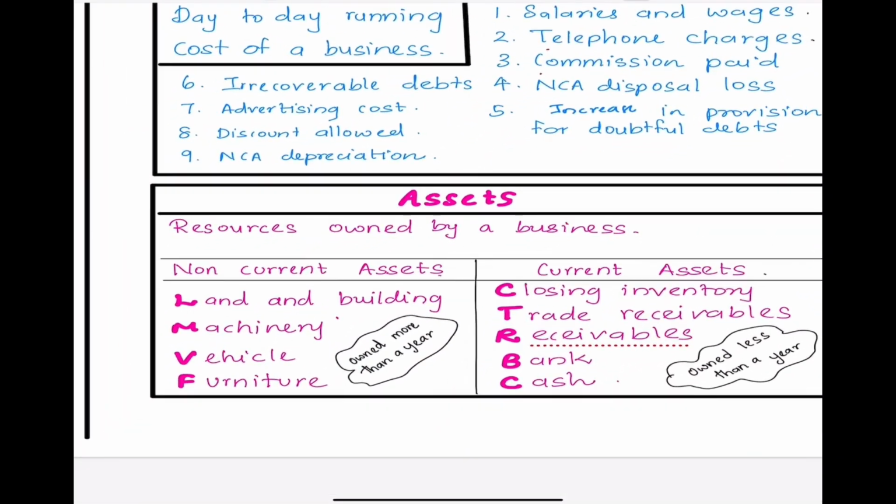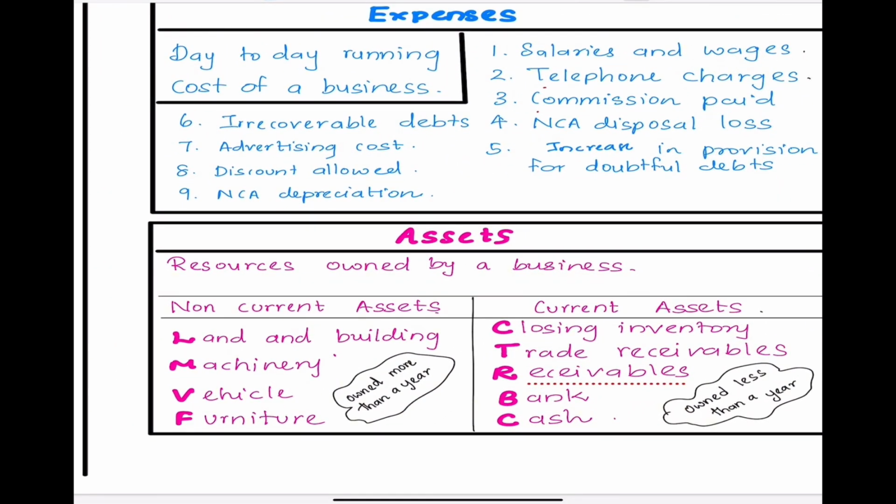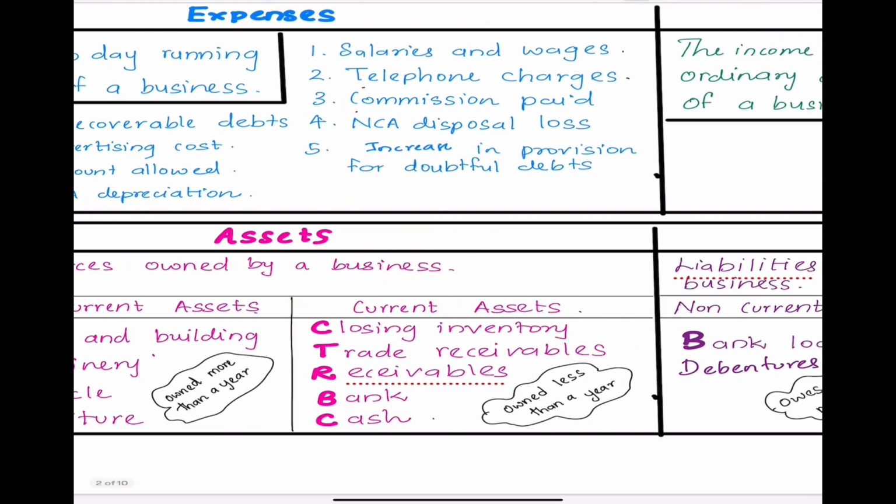Now, let's define assets. These are resources owned by a business which can be classified as non-current assets and current assets. Non-current assets, LMVF, which are the resources owned for more than a year by a business, such as land and building, machinery, vehicle and furniture. And current assets, CTRBC, are resources owned by a business for less than a year. And the examples are given there.